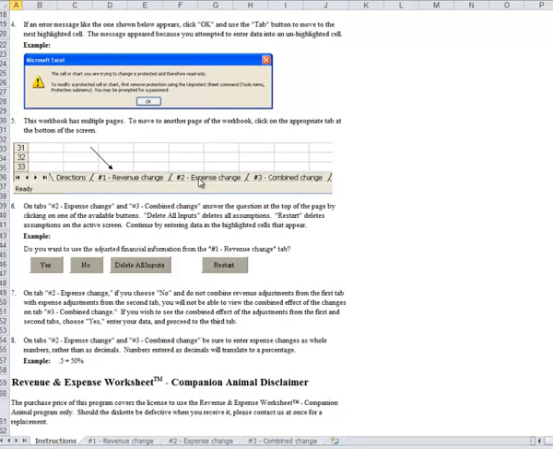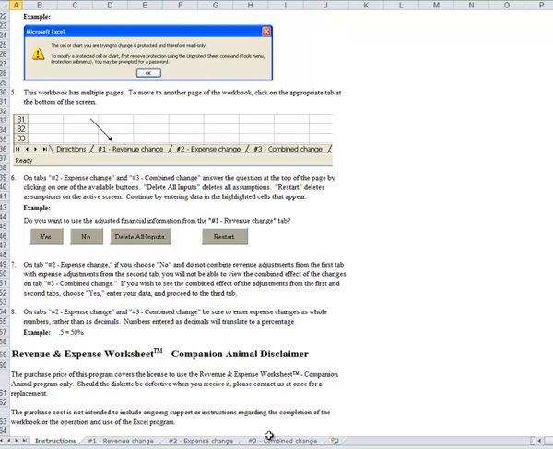The third tab in the file is expense changes, and again, this is just a worksheet that you can use to work through the what-if scenarios on the expense side. And then if you want to look at the combined effect of both the revenue and the expense changes, your what-if scenarios, then the fourth, number 4, the combined change, is the spreadsheet or the page that you'll use to see those numbers.